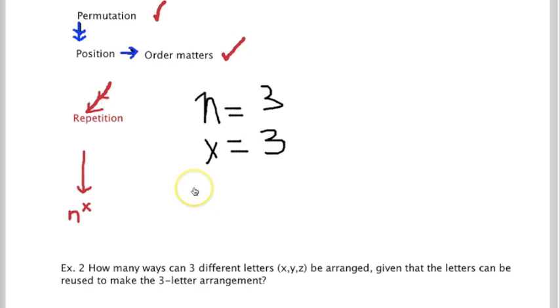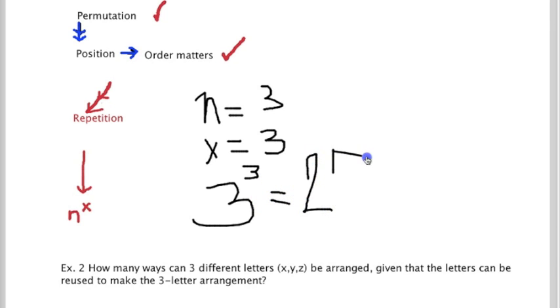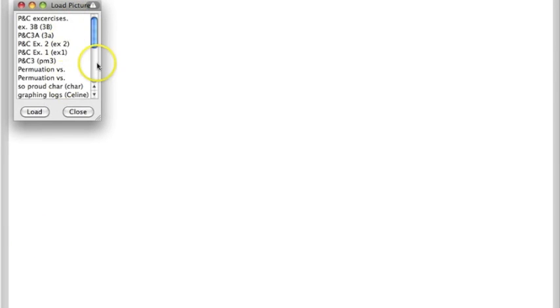And we know that, again, we can repeat the letters, therefore it can be reused. So the answer is 3 to the power of 3. Should be 3 times 3 times 3 equal 27, right? Okay, and that's your example 2. Okay, that was the second example. Now let's move on to the third example.